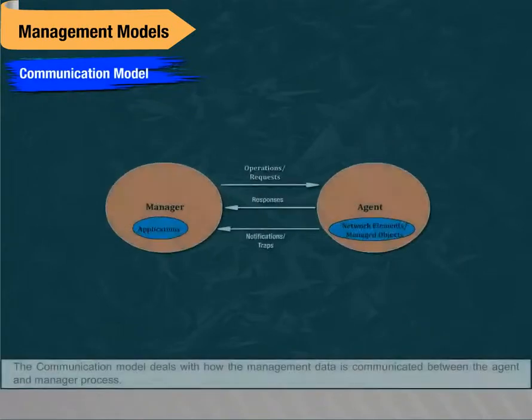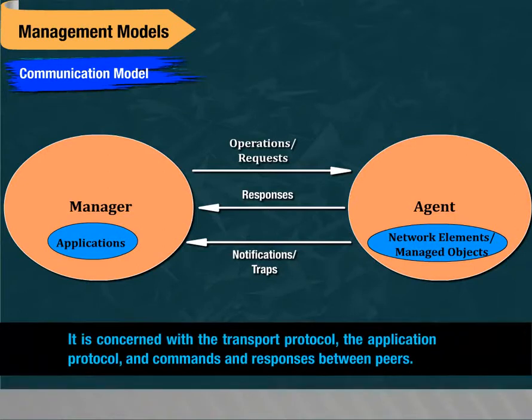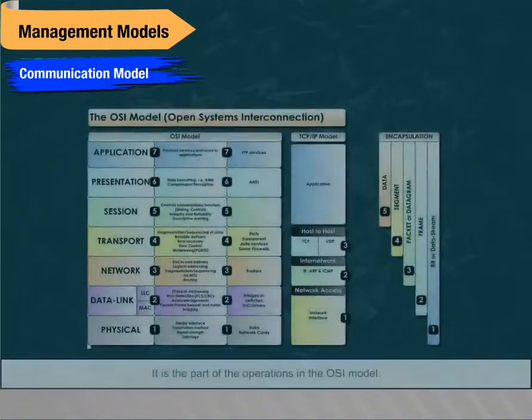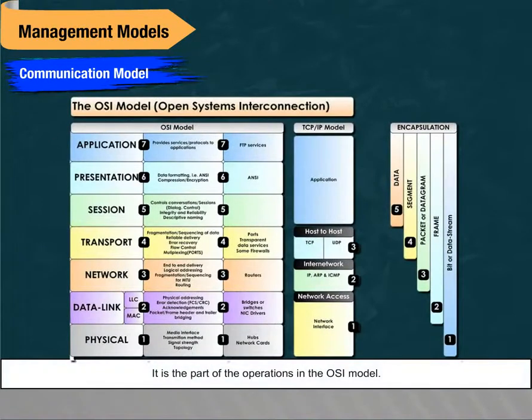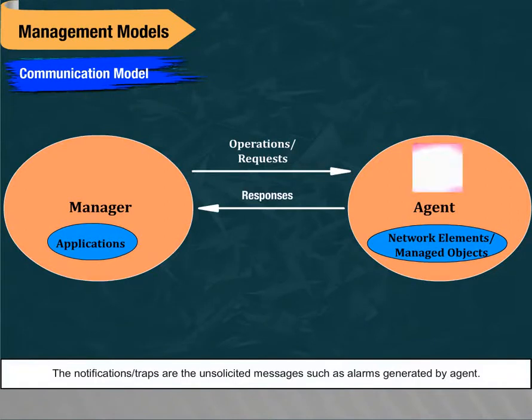Communication model. The communication model deals with how the management data is communicated between the agent and manager process. It is concerned with the transport protocol, the application protocol, and commands and responses between peers. The applications in the manager module initiate requests to the agent in the Internet model. It is a part of the operations in the OSI model. The agent executes the request on the network element, that is, the managed object, and returns responses to the manager. The notifications or traps are the unsolicited messages, such as alarms, generated by the agent.